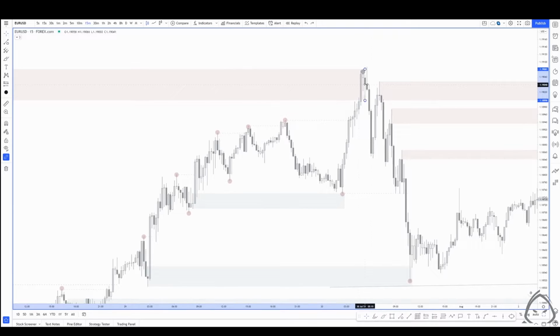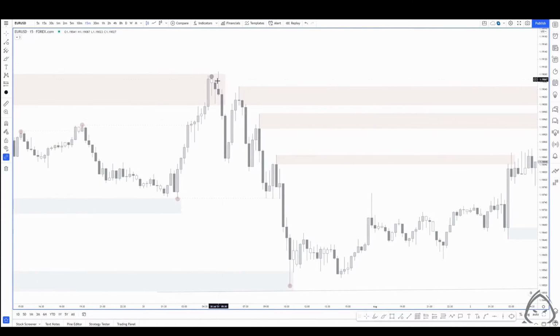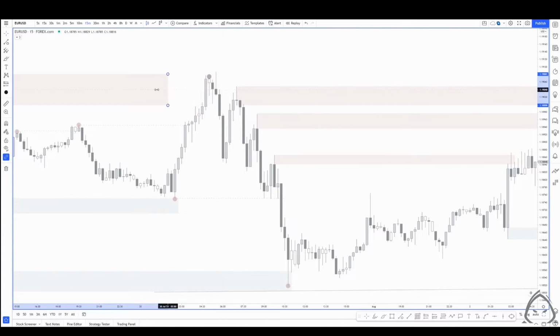if I just move this over, we can see that price mitigates a higher time frame point of interest. So now I'll just move this back over one more time, move that right there, and what we can see is price takes liquidity and then moves to the downside. We could argue that on a 1 minute this is a structural break, so we do have a break of structure, but more importantly, we have a mitigation and a sweep of liquidity.